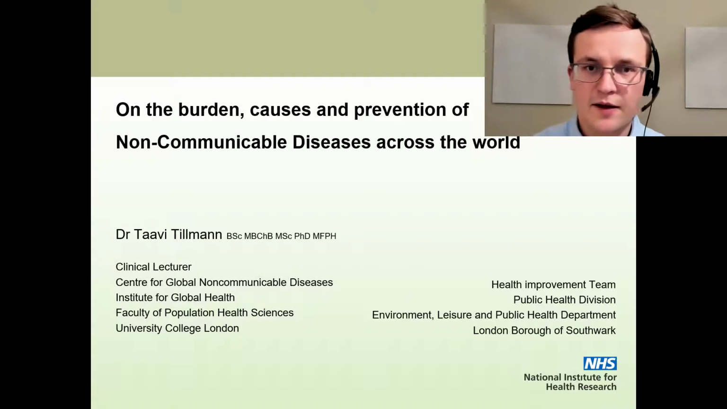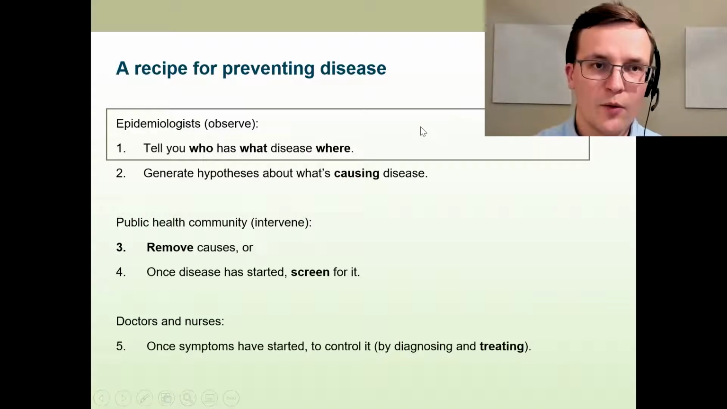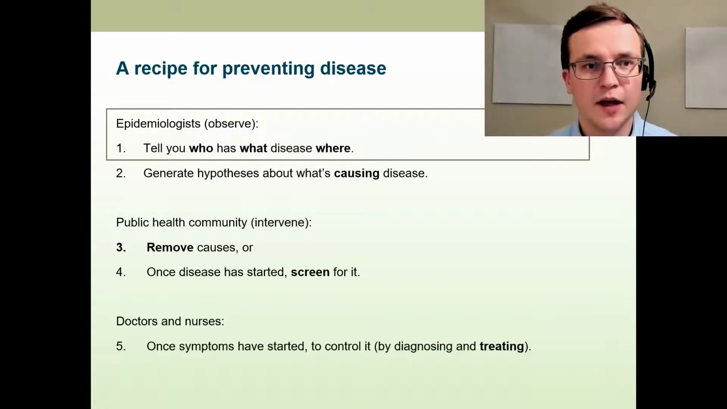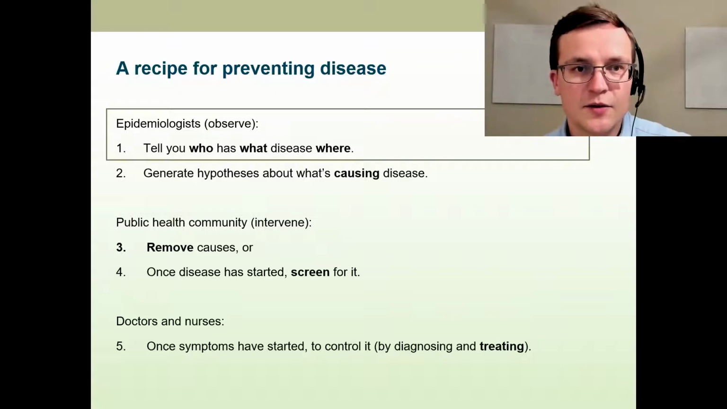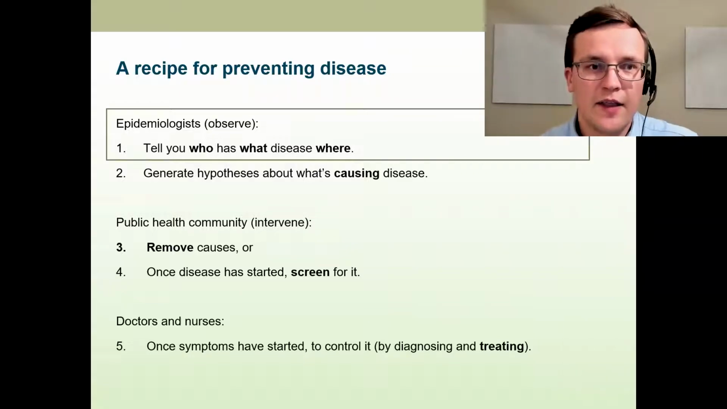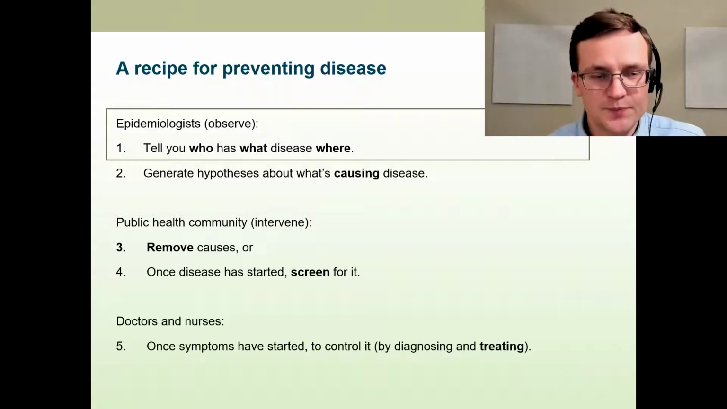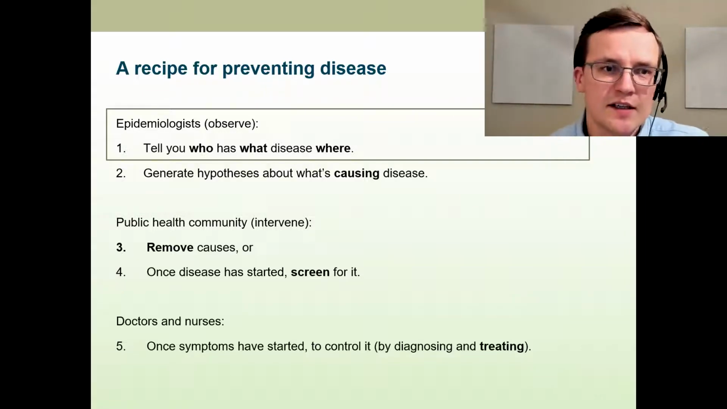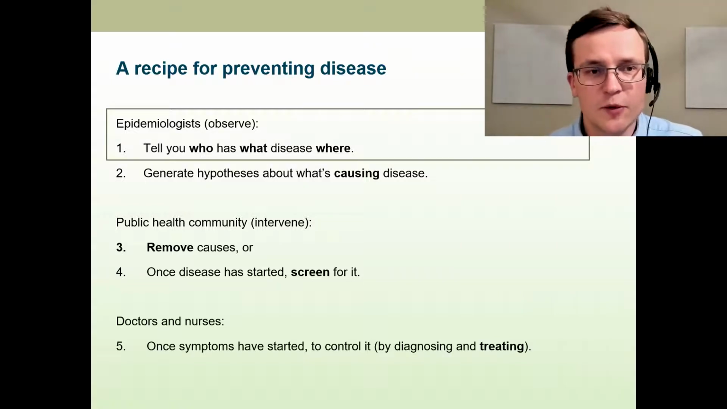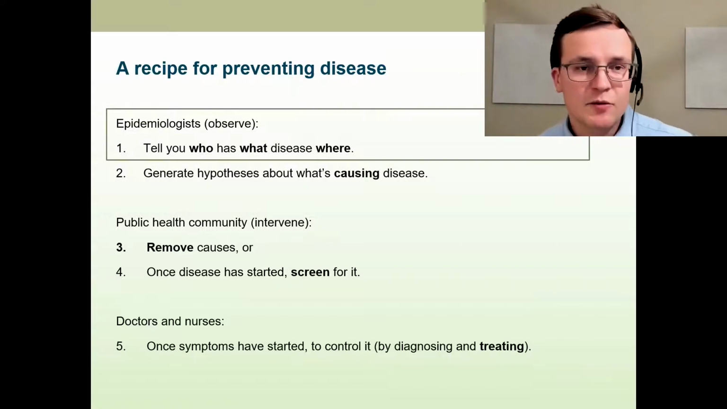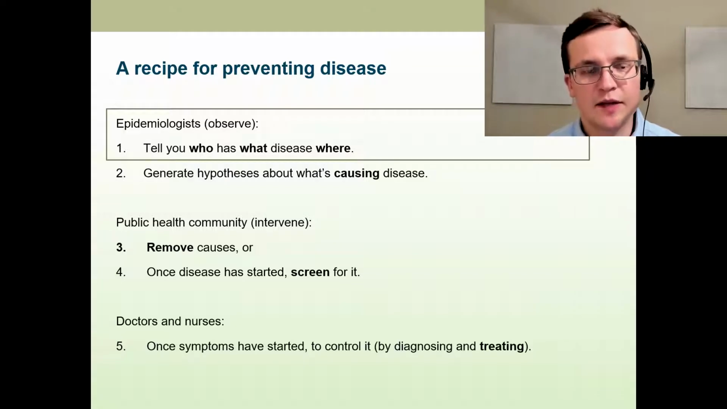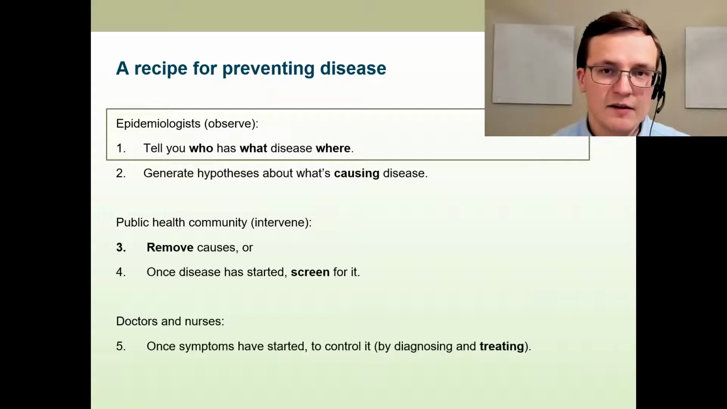Okay, so today, this is the sort of framework I'd like to take you through. In chronology, what usually happens is we'd like to find out where disease is, who's got it, what sorts of disease they have. Then we move on to other questions such as what's causing that disease, secondly, and thirdly, what we could intervene with to remove that cause. Sometimes when we can't remove the root cause, we have to go downstream and look at screening opportunities.